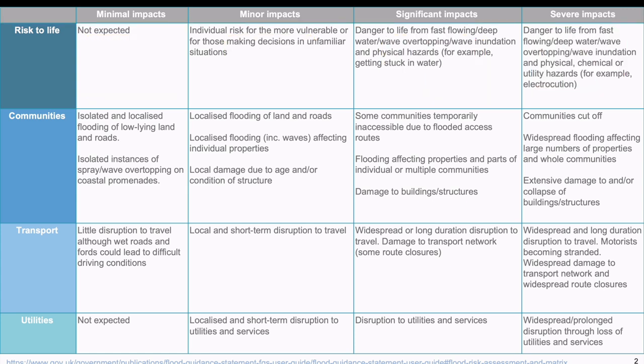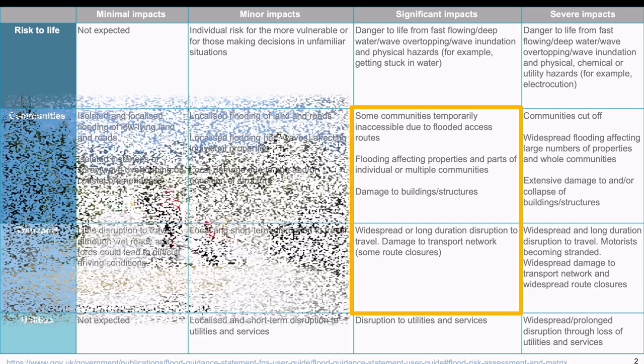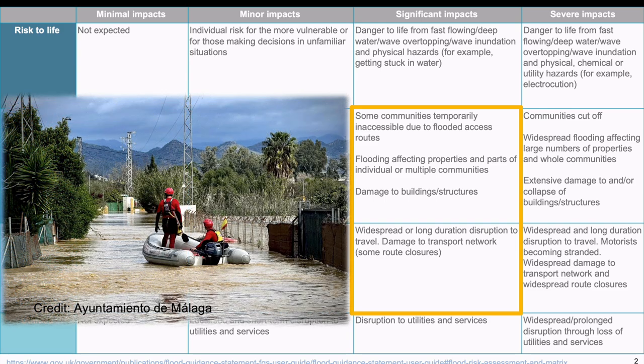You can clearly see that each impact category has direct links to clear and effective action statements, which can be used by first responders during a given event. In this example, significant or medium impacts on communities and transport means some communities could be temporarily inaccessible due to flooded roads and damage to buildings and infrastructure.